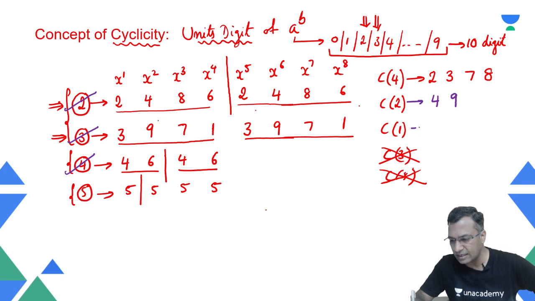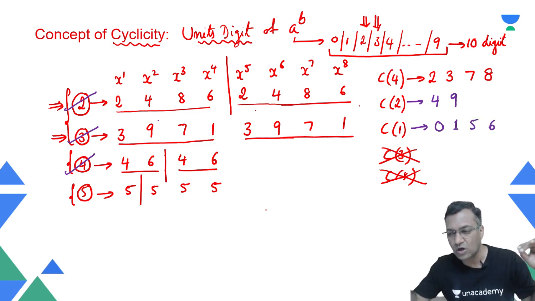What about the rest of the digits? They have a cyclicity of 1. Which are those digits? The number ending in 0 raised to any power is 0. And 1 raised to any power is 1. Then 5 raised to any power is 5, and 6 raised to any power is 6. We covered all 10 digits there.